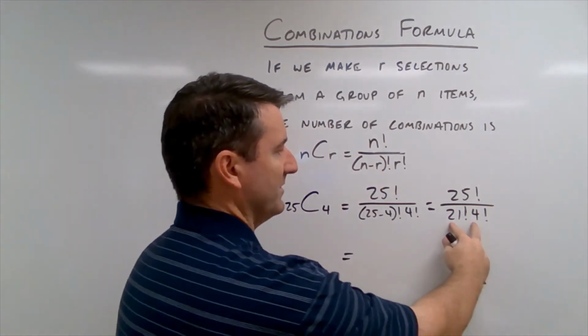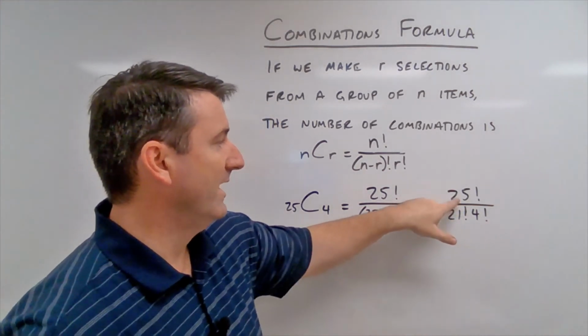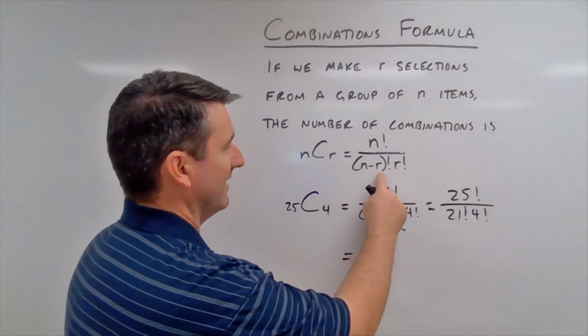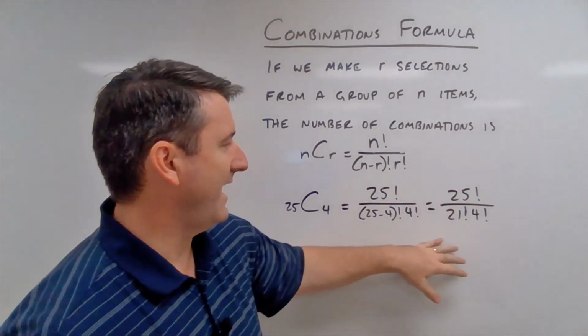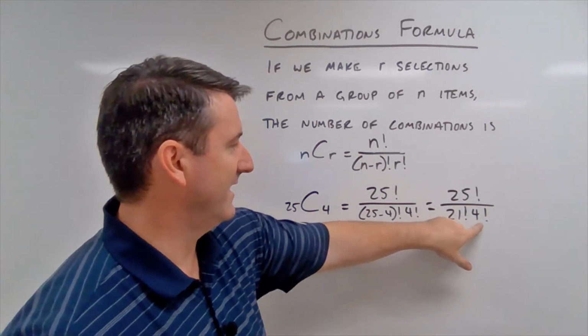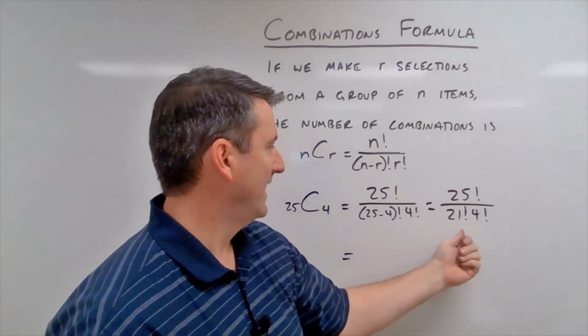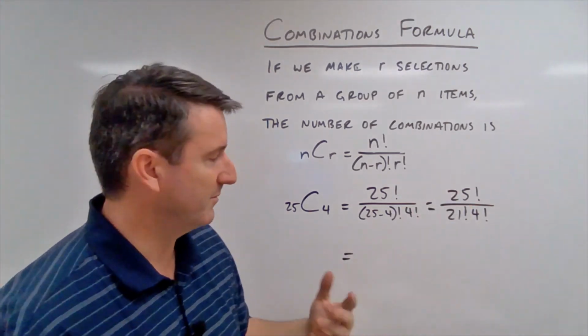So these two numbers here are always going to add up to this number here. 21 plus 4 is equal to 25. And that should make sense because n minus r plus r is going to be n. So as you're doing these, when you're calculating the number of combinations, make sure these two numbers add up to this number here.